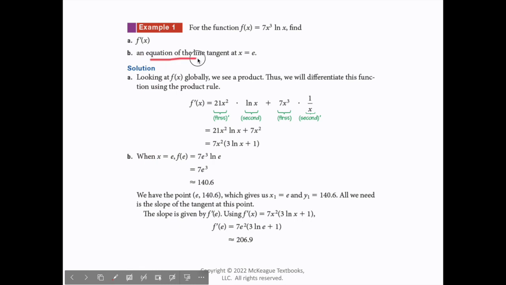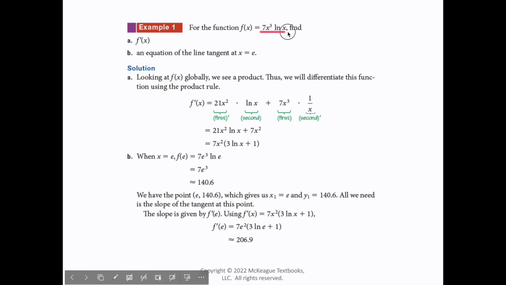Now we want to find the equation of the tangent line at x equals e. So we first need to find the slope of the tangent line when x is equal to e. So we need to plug in e into our derivative to find that instantaneous rate of change. First, we're going to find the corresponding value of y when x is e, because we're going to need that for finding the tangent line. So when we plug e into our function to find the corresponding value of y, we get 7e to the third natural log of e.